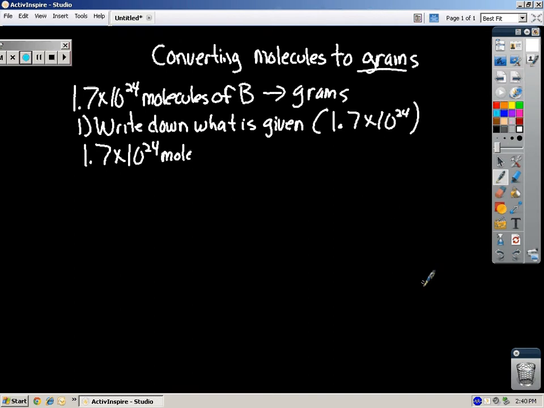It's 1.7, not 17. 1.7 times 10 to the 24, and that's molecules of boron. Pretty easy, right? Actually, I'm going to rewrite it real quick so I can have more space over here. It's the same thing. Don't have to worry about erasing it. I'm just creating more space for myself.